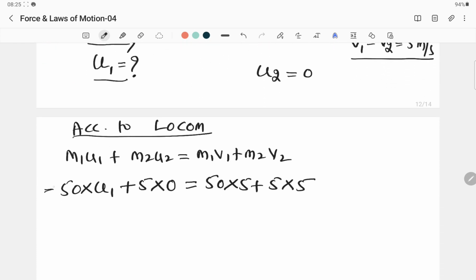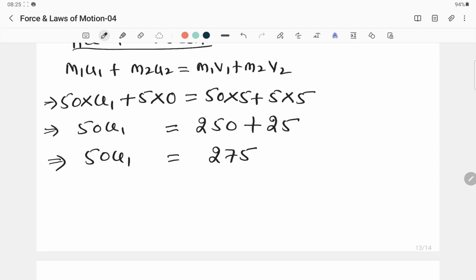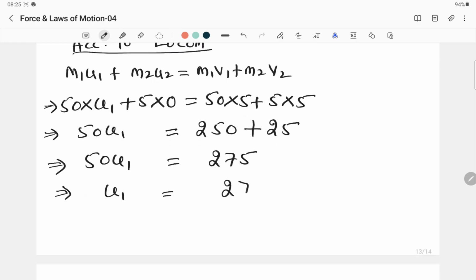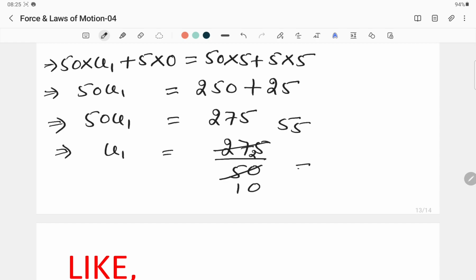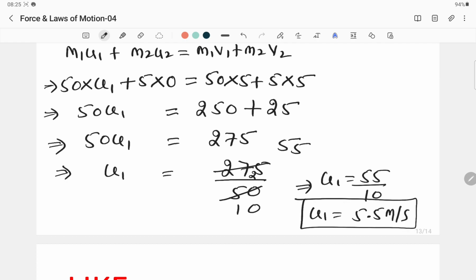So 5 into 5, so ultimately we get 50 u1, and this one is 0, we can neglect that, and that is equal to 50 into 5, which is 250, plus 5 into 5, which is 25. Let us solve this. 50 u1 is equal to 250 plus 25, which is 275. So u1 is equal to 275 divided by 50, which is 55 divided by 10. So u1 is equal to 5.5 meters per second. So the boy must have jumped with velocity 5.5 meters per second.